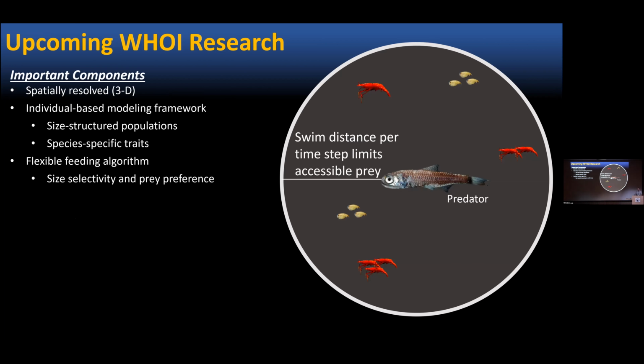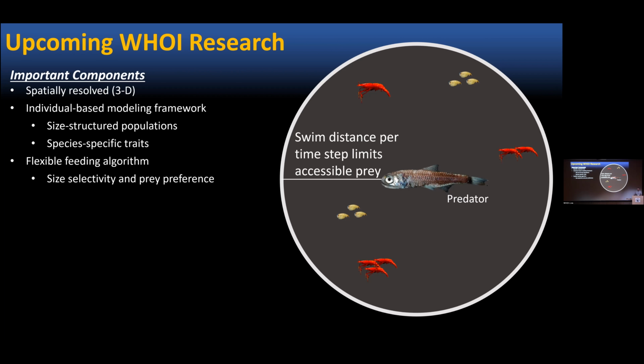Now, I mentioned that I'll be starting a postdoc here at WHOI, and my goal will really be to attack a lot of the ideas that I just mentioned. So I have a poster this evening on the topic, so I won't go into much detail. But the idea is to develop a modeling framework that works as an individual-based model, meaning that I'm modeling individuals rather than populations or communities that are aggregated, allowing for more finite size structures of populations and the integration of species-specific traits when we know them.